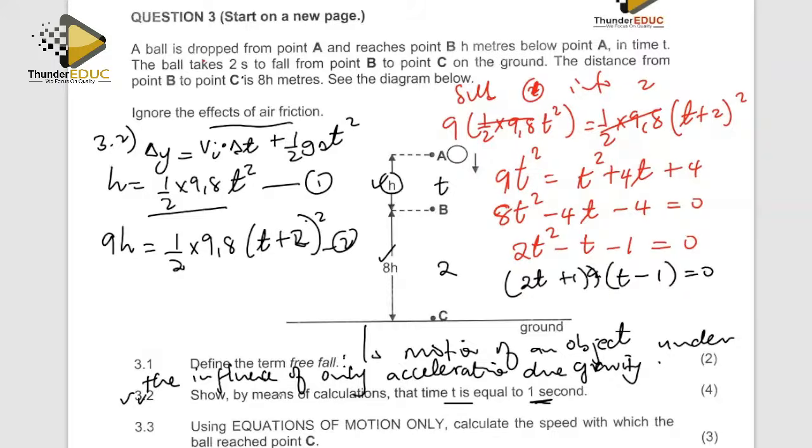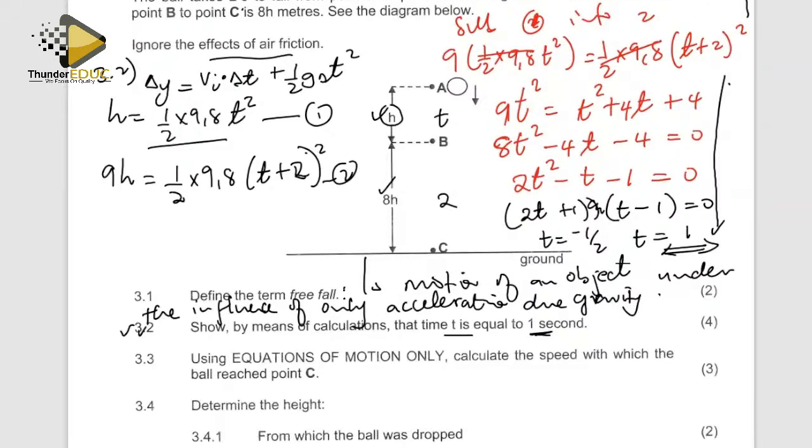So the first bracket, t is negative a half. We can never have time as negative. And then t is 1. So this is what the question wanted. So this is how I would have worked this out, okay? So if you have a better way, a quicker way, shorter way, please just help us, okay?